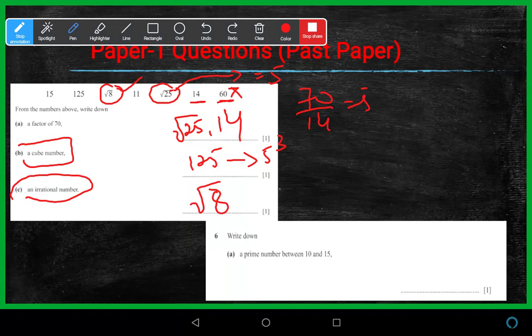Now, the last one: write down a prime number between 10 and 15. We have to write a prime number between 10 and 15.